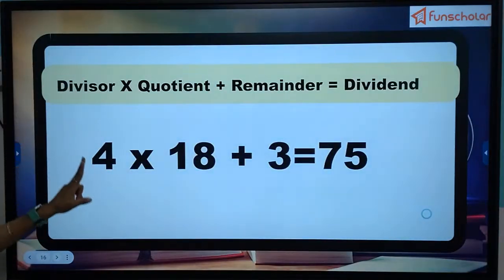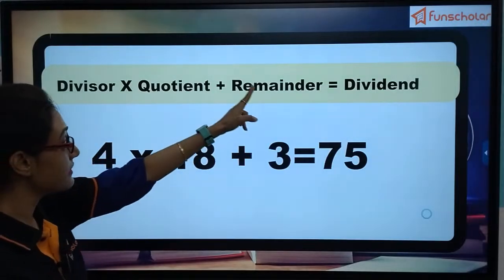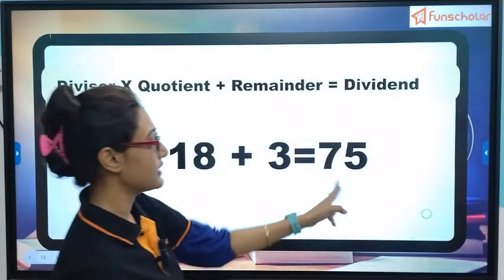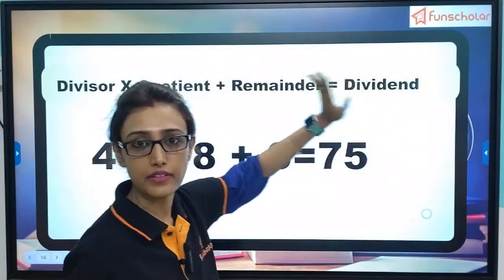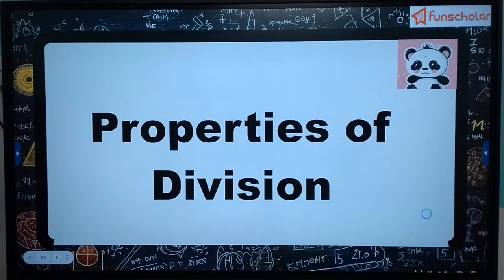Similarly, 4 was the divisor, quotient was 18 and remainder was 3. So, if we calculate this, we are getting 75, which was the dividend in the previous sum I have just shown to you.